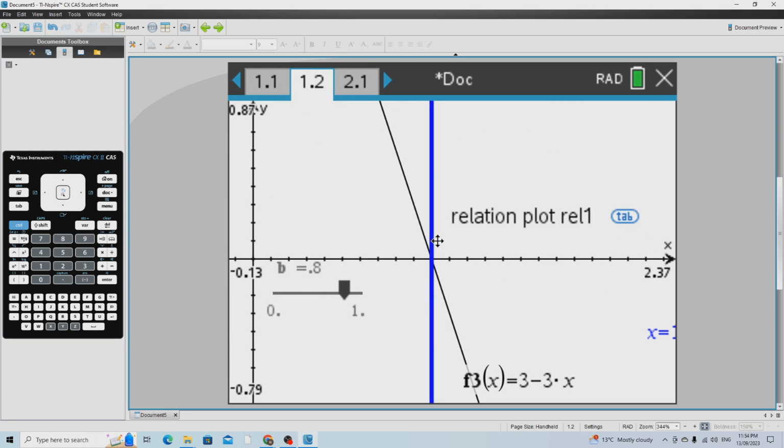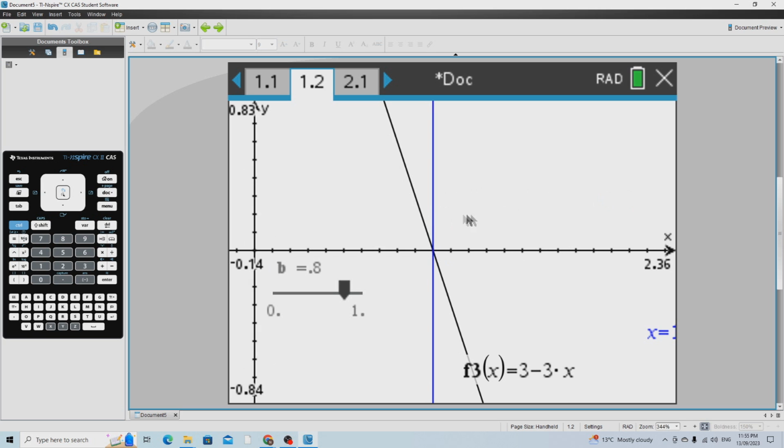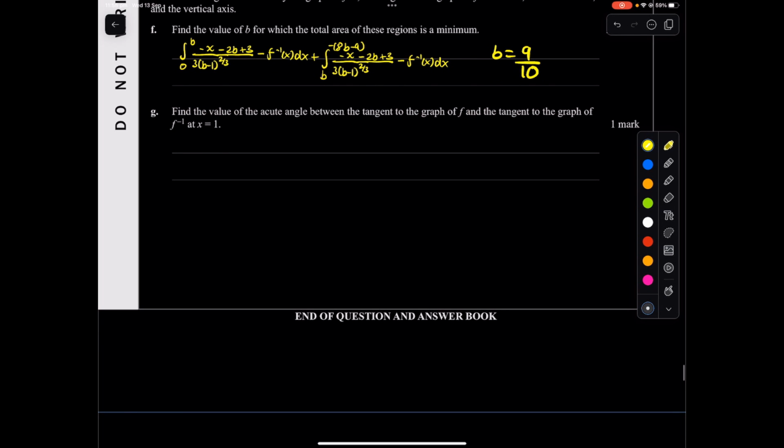So if I'm not mistaken, the acute angle would be less than 90, so it would be this one or this one. The way I would check it is, wait, find the value of the angle between the tangent to the graph of f and the tangent to the graph of the inverse. So let's just draw on our paper here, because they're not asking for decimal places, so they probably need it in exact form.